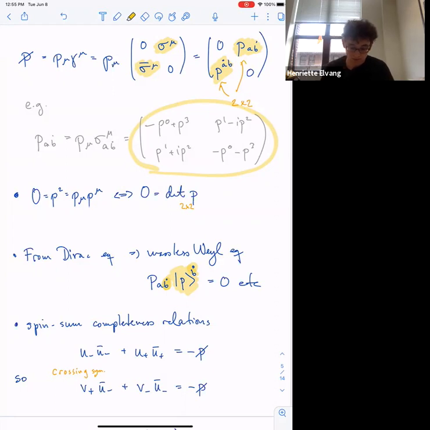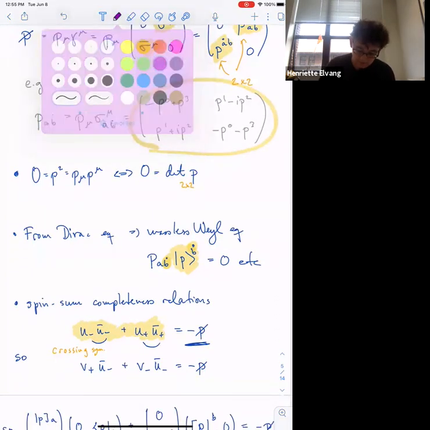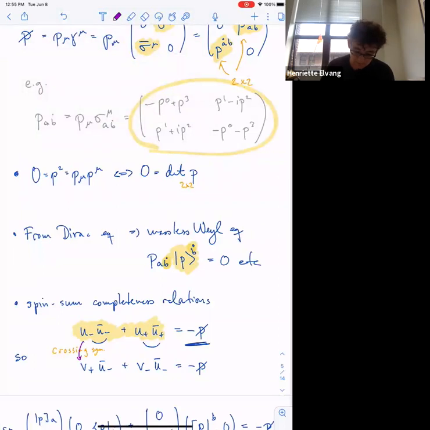To do these spin sums, you have spin completeness relations that say that when you sum over spins, in this case helicity, so here I'm summing over u with helicity minus and helicity plus of u ū, then I get minus p-slash. Now let me use this crossing symmetry that relates my u minus to a v plus, and a u plus to a v minus.